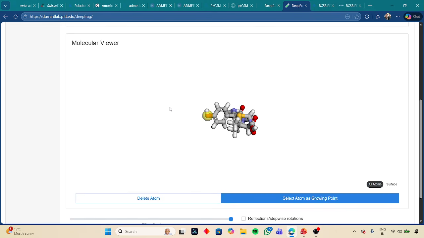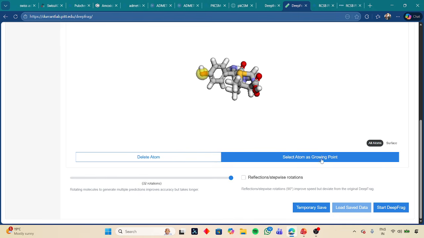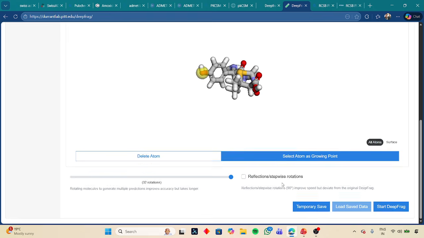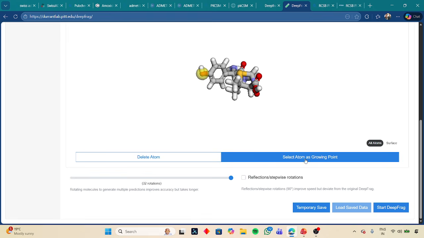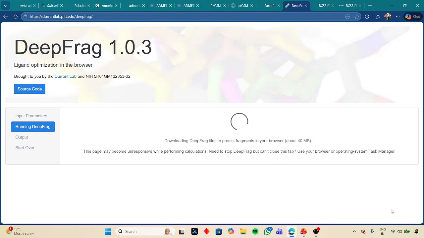After you select your fragment from the entire drug molecule, select it as the growing point. Then click on start DeepFrag. It is running right now, and it will show what other group we may attach instead of the OH group to increase activity or binding affinity. So it is currently running.